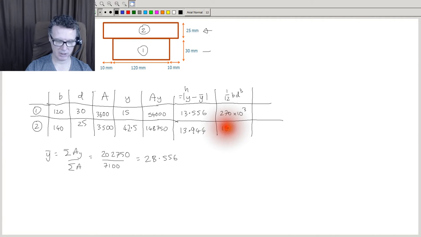So here we get 182 times 10 to the 3. Now let's work out our h squareds. So we've got our a's here, we've got our h's here, which we need to remember to square. So 13.556, square it, times by 3600. Press the Eng button. 661. It's working rounded up units. 662 times 10 to the 3.